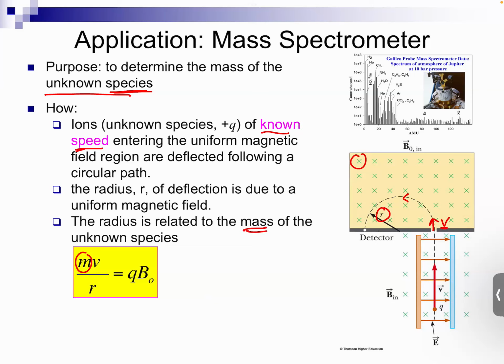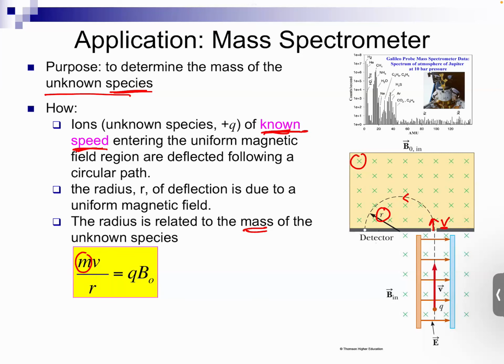Right. So the magnetic field, we know that because it's what we apply. And the charge, it's an electron or a proton, so we know the charge. The speed is one of the parameters. We have to know the speed of the particle, and the radius, we measure the radius of the circular path of the particle that undergoes circular motion in the uniform magnetic field region. So by knowing these parameters, we are able to calculate the mass, right?